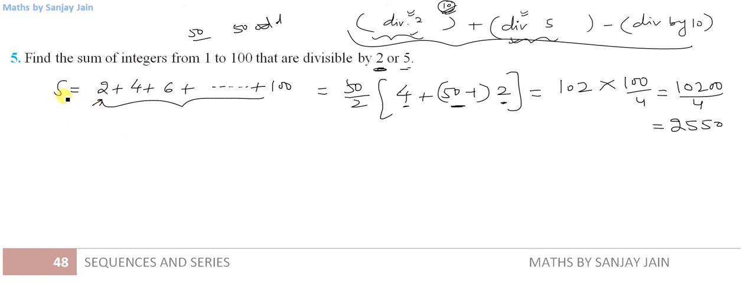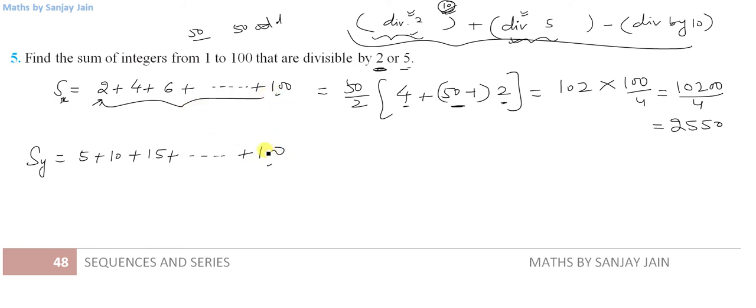Now I will find the sum. Let us denote it by Sx. Okay. So let us denote the sum of the numbers divisible by 5 by Sy. So it will be 5 plus 10 plus 15 plus and so on till 100. If you notice, this 100 is also repeated.